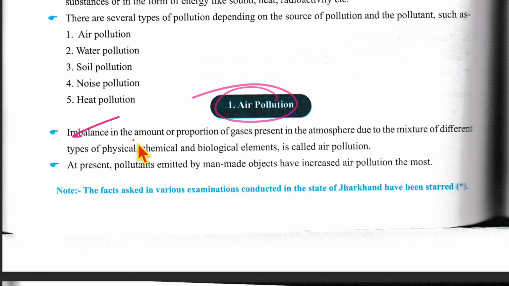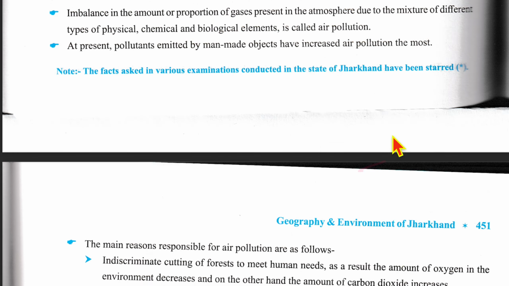Now, air pollution. Imbalance in the amount or proportion of gas present in the atmosphere due to a mixture of different types of physical, chemical, and biological elements is called air pollution. At present, pollutants emitted by man-made objects have increased air pollution the most.